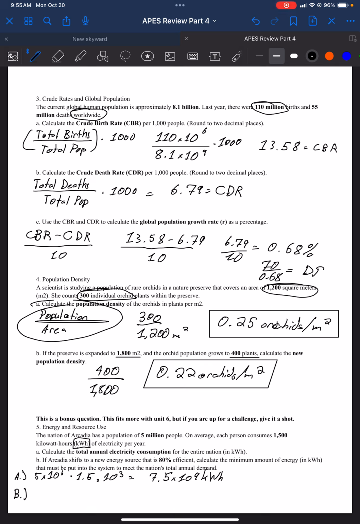Now, it says it's 80% efficient, which means in order to meet that 7.5 billion kilowatt hours, I need to produce 20% more than that. So what that tells us is that 80% of my total energy is going to equal 7.5 billion. And then there's a one-step algebra problem. You solve from there, you cross-multiply, all that lovely stuff, and we figure out that we need 9.375 times 10 to the 9 kilowatt hours. Lovely.